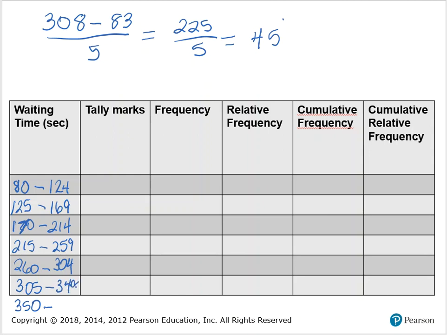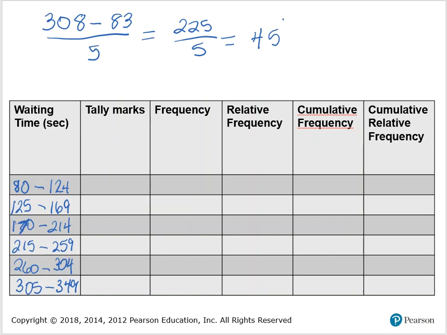349. So here I'm verifying 308 is my upper number. Here it's the highest number I have. 349 is this upper limit. I do not need the 350, so I'm going to go ahead and erase that out of there. So these are my classes that I have.